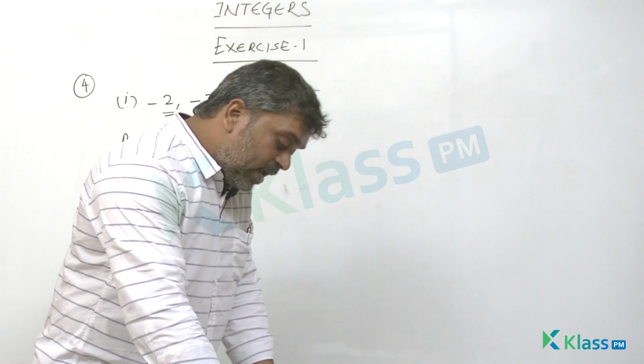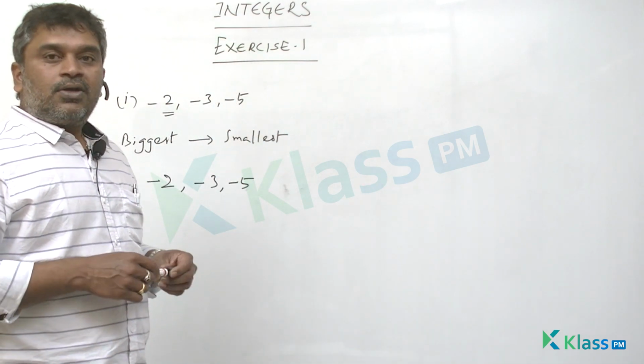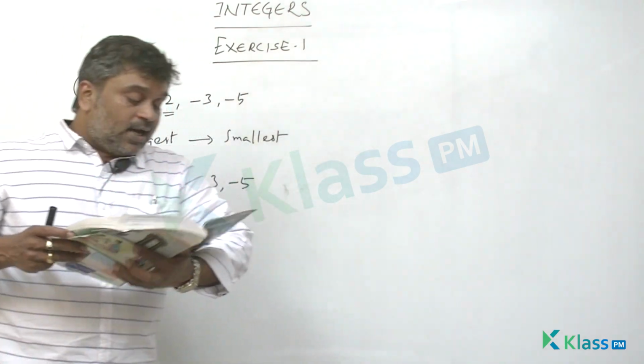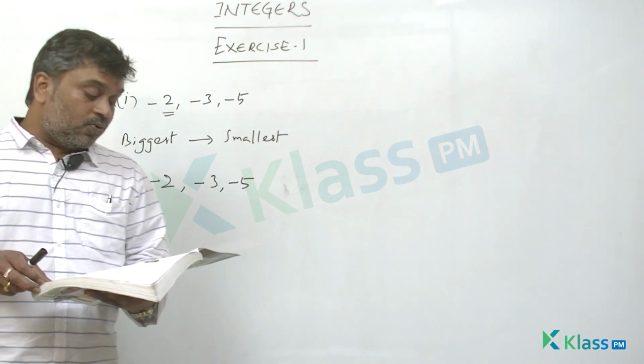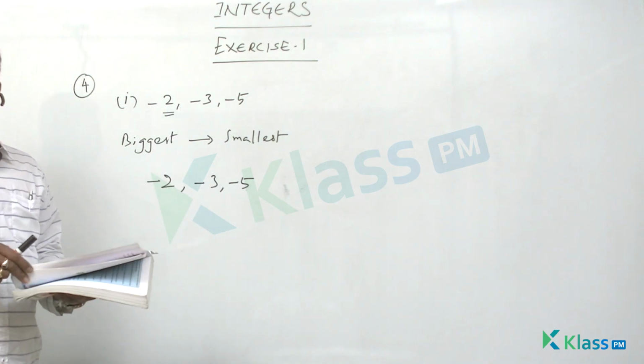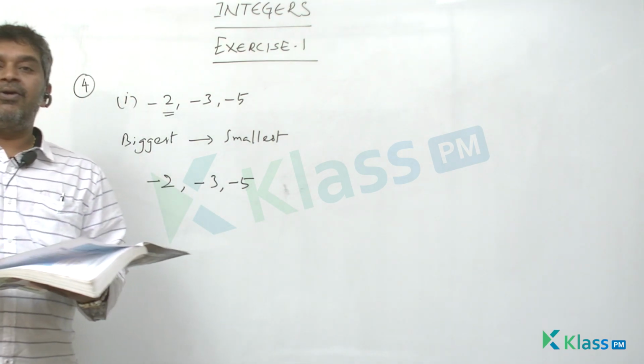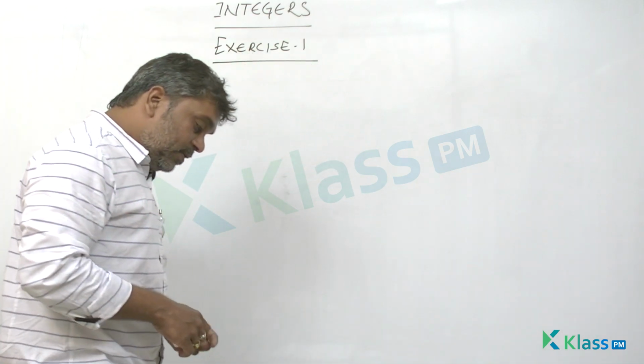The next example, minus 8, minus 2, minus 1. So here the descending order is minus 1, minus 2 and minus 8. And the third one is 5, 8, minus 2. The descending order is 8, 5, minus 2. So, moving to the next question.